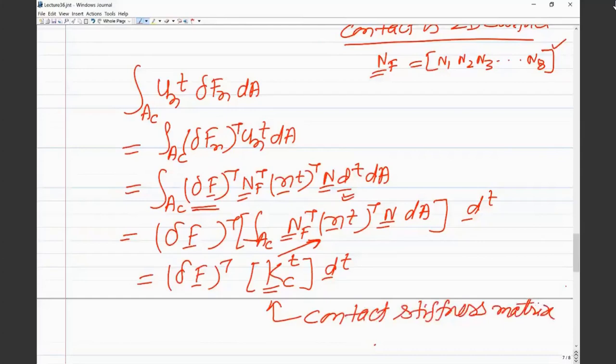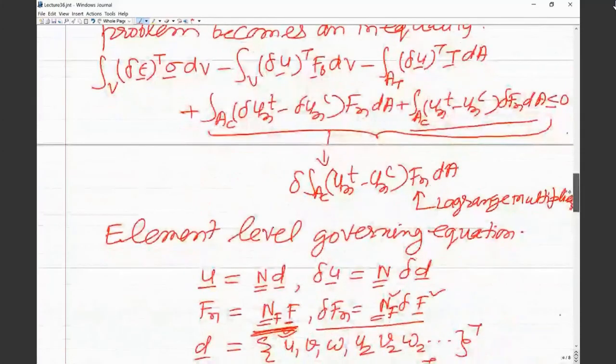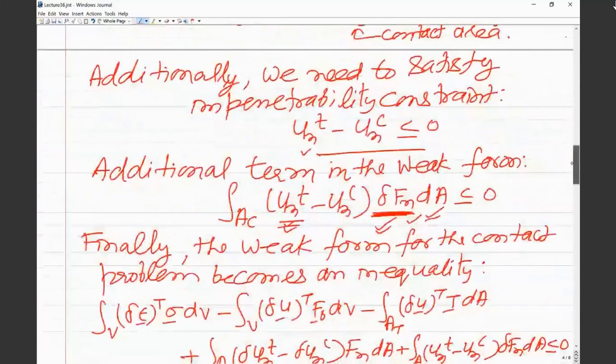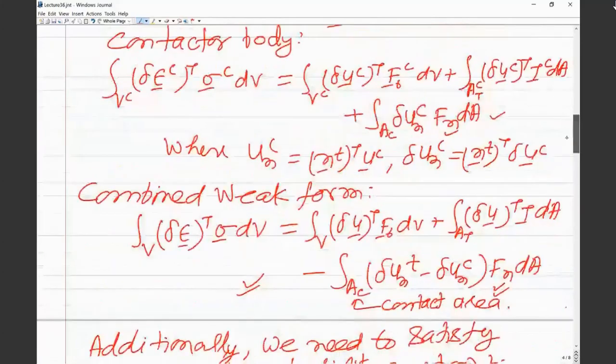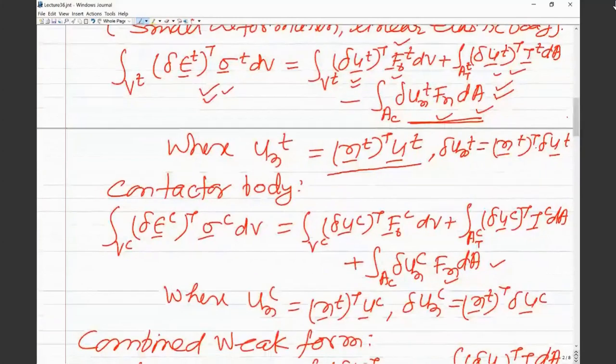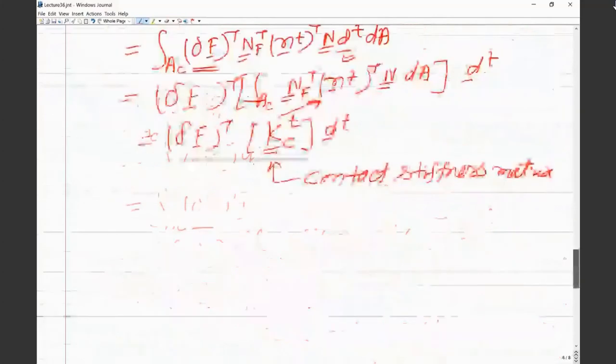So now, similarly, let me look at the other term I was talking about, this UNT into delta FN. Let me now look at this term for the contact target body, delta UNT into FN. What would be the form of this at element level? So let's look at that term now.